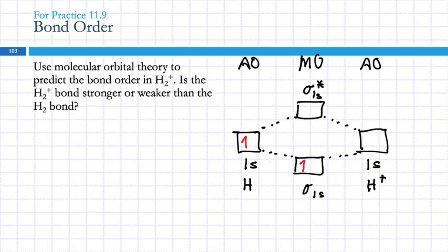Predict the bond order. How many electrons are in bonding orbitals? How many electrons are in this one? Looks like one. There's one orbital, there's one electron in this orbital. And how many electrons in this orbital? 0. And then I'm going to divide by 2. So the bond order is 1/2.